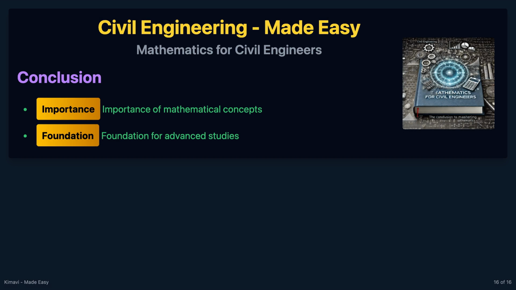Understanding and applying these mathematical concepts is crucial for civil engineers. Solving equations helps in determining unknown values. Trigonometry aids in analyzing angles and distances, and calculus is essential for understanding changes and accumulations in engineering systems. Mastery of these topics will provide a solid foundation for more advanced studies in civil engineering.